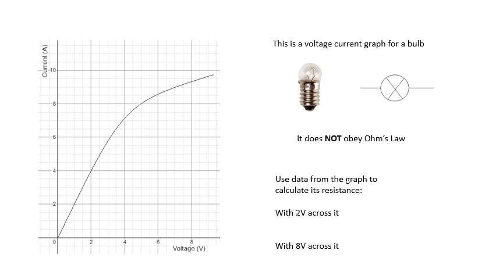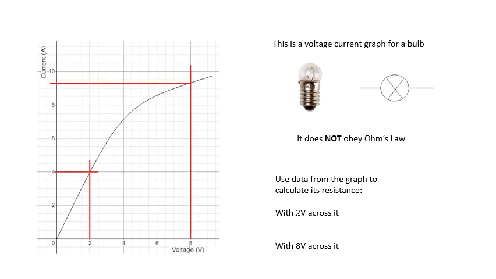Use data from the graph to calculate its resistance when it's got 2 volts across it and when it's got 8 volts across it. So at 2 volts, look at the current, and at 8 volts, look at the current, and then it's just V over I. If you're asked to do this on an exam, draw these lines, by the way. So from 2 volts up, and then draw across, see what the current is. From 8 volts up, across, see what the current is.